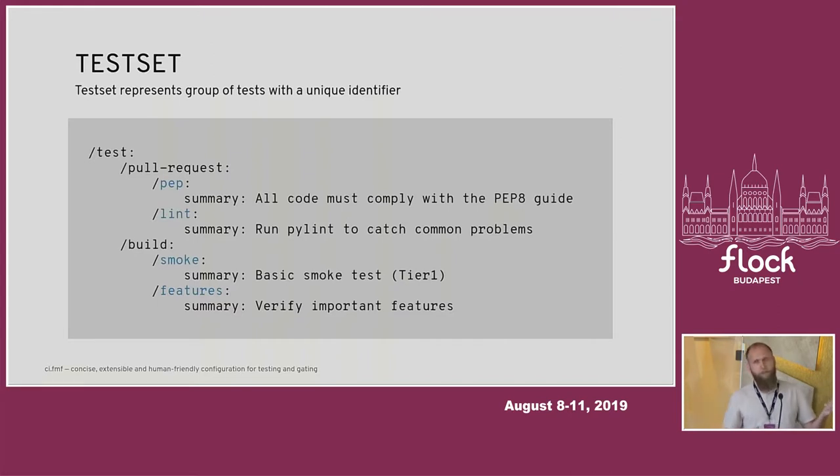A test set is basically a group of tests. It can have a summary and the definition. Here you see the structure. So for the pull request artifact, you have one test set called pep, to check PEP 8, and then some linting. For the build, when the build is built, you could run a smoke test, which, for example, runs fast, and you would enable it in gating. And some feature tests, which can maybe take a long time, and you would not enable that in gating.